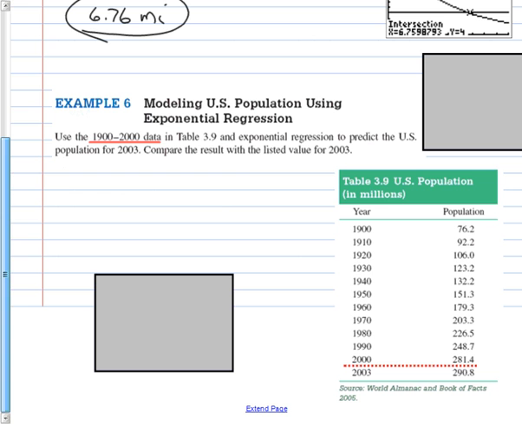Modeling U.S. population using exponential regression. Jackie loves these. Use, now notice carefully, the 1900 through 2000 data. I even emphasize it down here, not the 2003 data. The 1900 through 2000 data in Table 3.9. An exponential regression to predict the U.S. population for 2003. Compare the result with the actual one.